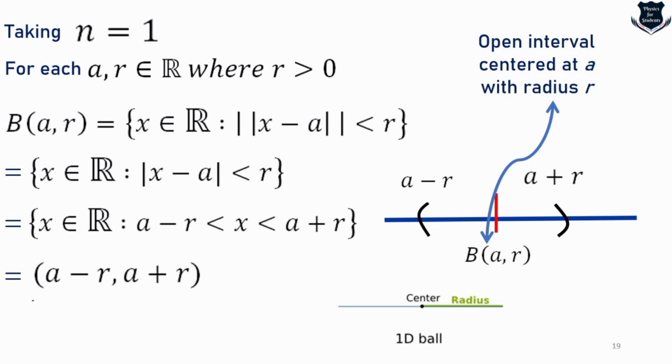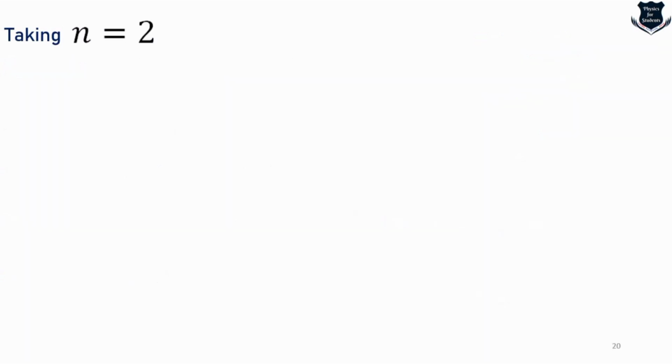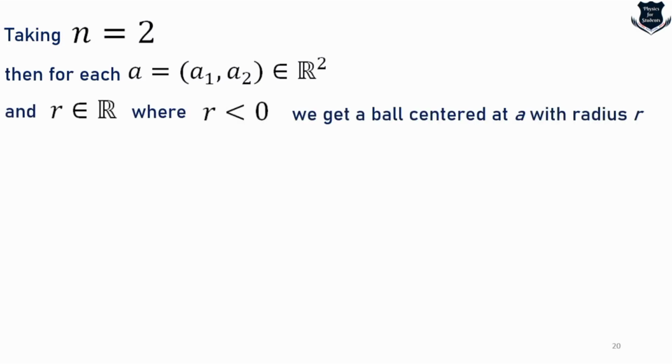We are going from one dimension slowly, one by one, with the mathematical calculation, so things become clear. This is the middle point, which has center at a with radius r, and what we get is a one-dimensional ball. Once we take n equals 2, we take a1, a2 in R2. So this is the open disk, a ball centered at a with radius r.